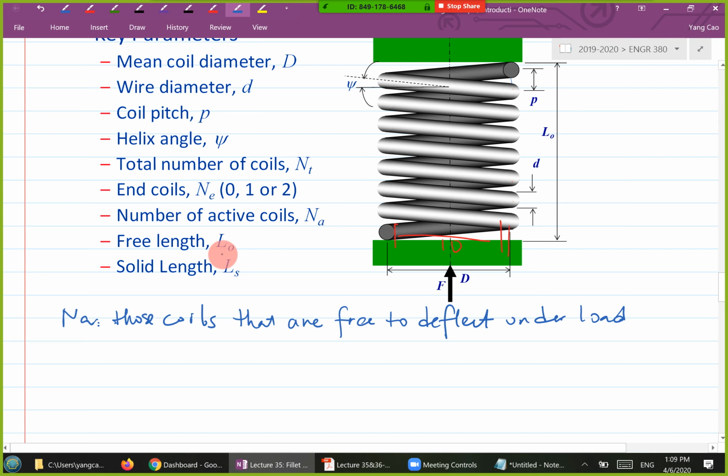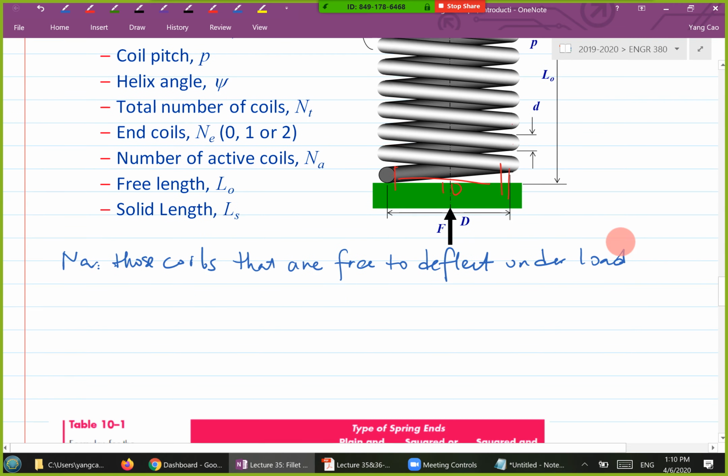Free length is easy to understand. When there's no load, this is your free length. Solid length means when you completely press it closed, until you cannot close it anymore, and the length at that point is the solid length. I'm going to write down another one here. This is my emphasis: you need to be able to count this NT. We'll do an exercise later.